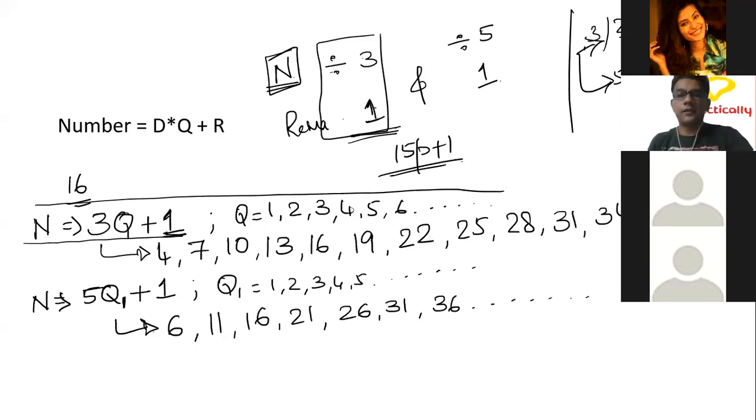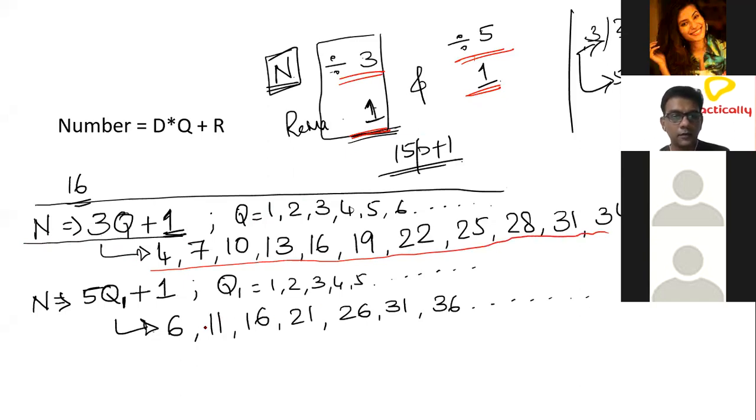Okay, so guys, assuming that you have understood till here, I'm now going to proceed further. This question was asking about a number which when divided by 3 leaves a remainder 1, and when divided by 5 leaves a remainder 1. This is a set of numbers which leaves a remainder 1 when divided by 3, and this is a set which leaves a remainder 1 when divided by 5. Your ultimate aim is to find numbers which satisfy both of these conditions.